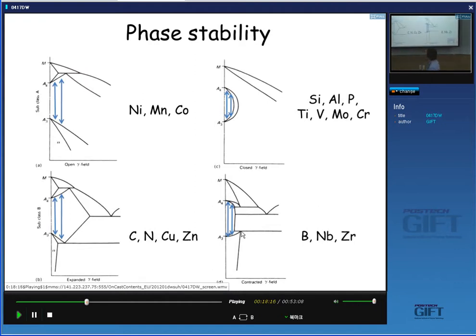On the contrary, when you put silicon, aluminum, phosphorus, and others into steel, it decreases the temperature range where the austenite is stable. In other words, it increases the equilibrium region of the ferrite. So you can easily imagine that those alloying elements are ferrite stabilizers.